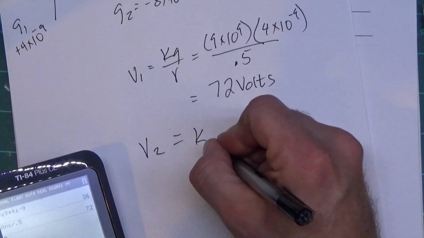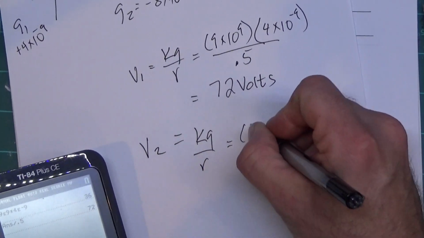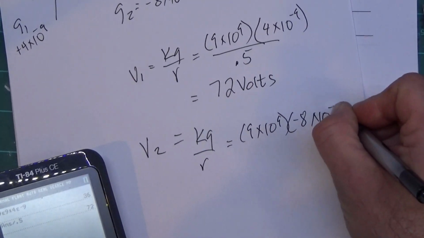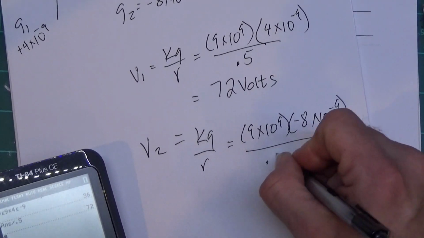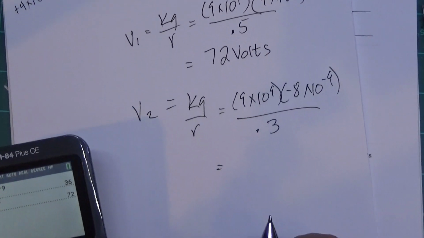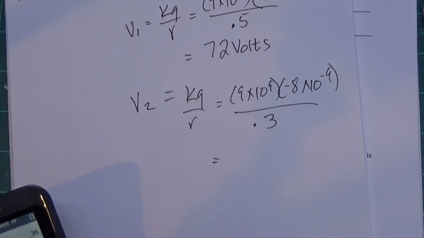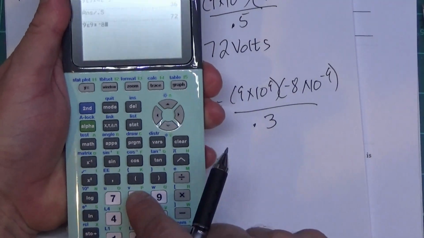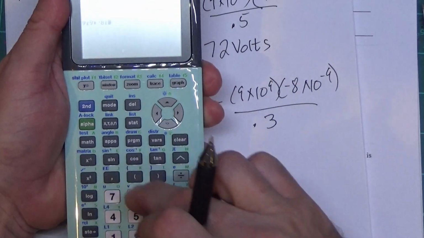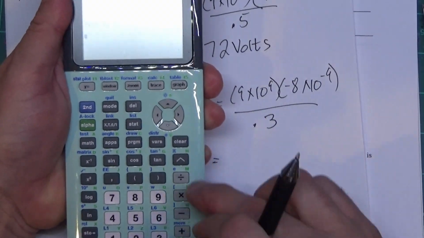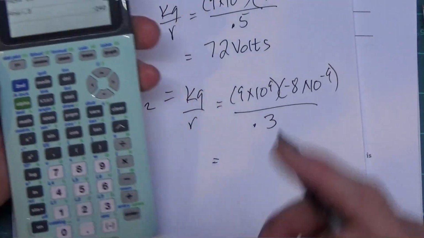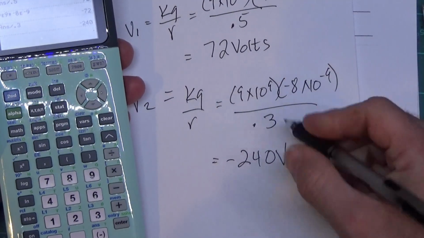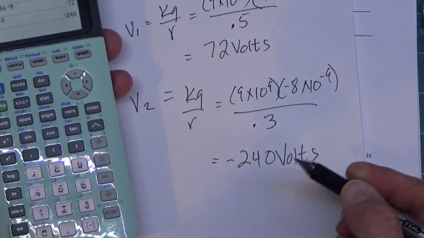V2, that's kQ over r. So it's 9 times 10 to the 9th, negative 8 times 10 to the negative 9th, divided by my radius of 0.3. Okay, so working that out, we get 9 times 10 to the 9th times negative 8 times 10 to the negative 9th. We're dividing that by 0.3, and it comes out to negative 240. And yes, that one's positive, this one's negative. So we keep the signs with them.